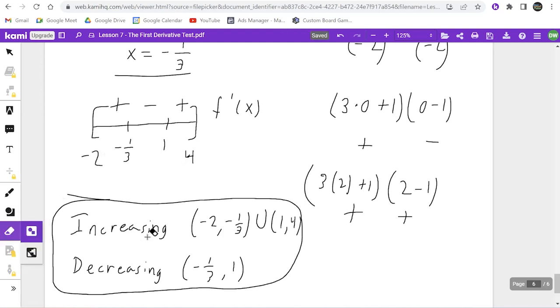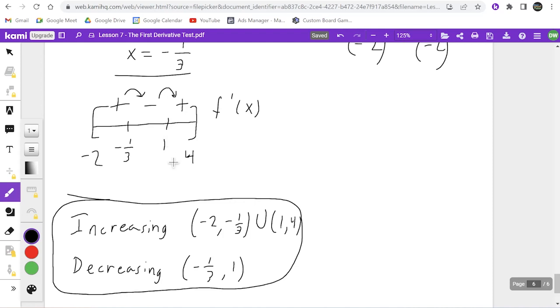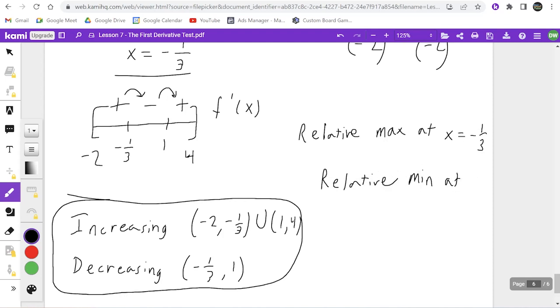Now, if I want to find my relative extrema, that is just going to be looking at the sign changes. And of course, the sign changes, we've got positive to negative there and negative to positive there. In other words, we've got a relative max at x equals negative 1/3, and we've got a relative min at x equals 1.